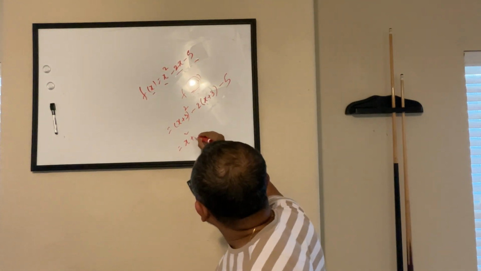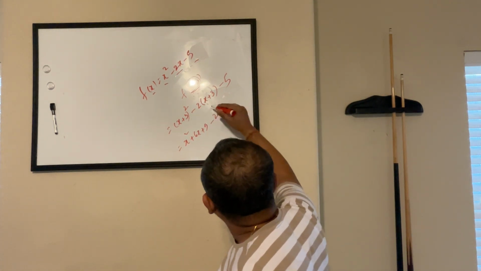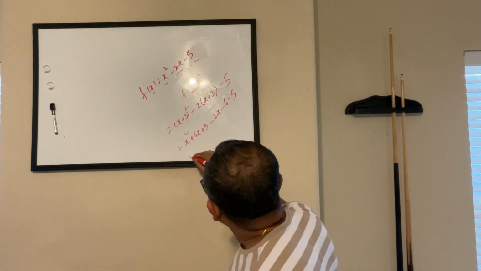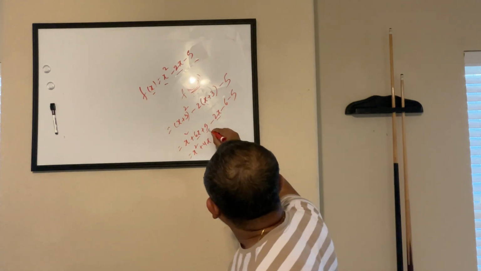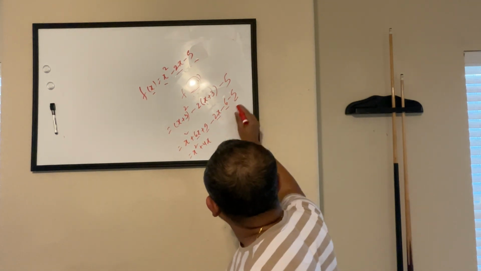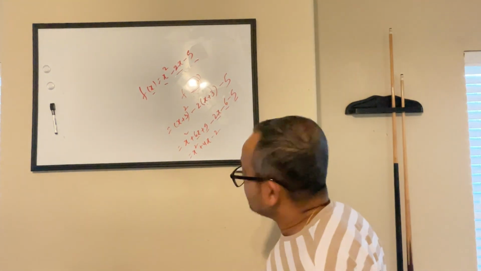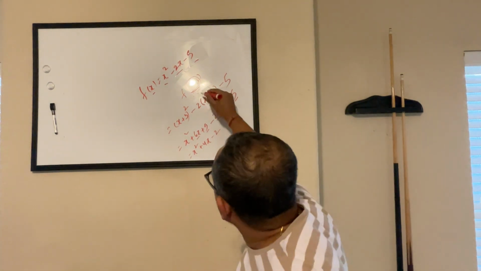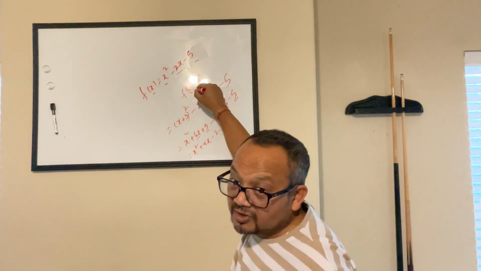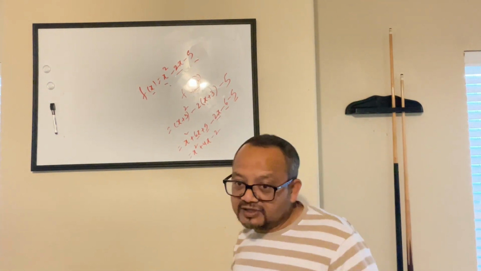X square plus 6x plus 9 minus 2x minus 6 minus 5. So this becomes x square, 6x minus 2x is 4x, and 9 minus 6 minus 5 is minus 2. B. Okay, so this function thing is very easy. Ideally speaking, what you have to do is just substitute this value, whatever you are trying to find the function for, with the variable. Just replace it with that, it should be fine.